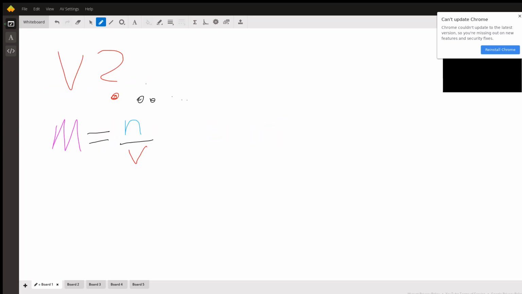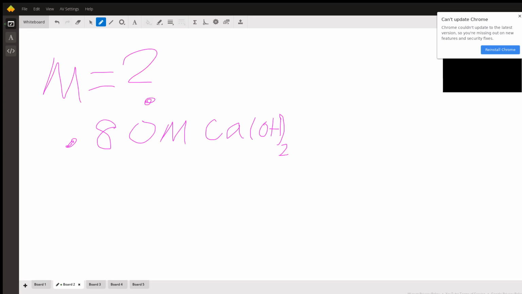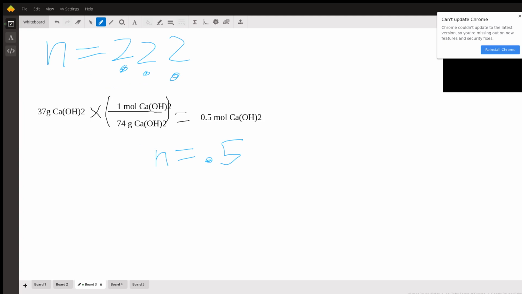With any algebraic equation, we have to find the two variables to solve for the other one. So we need to find the moles, the blue N, and the purple M. So what is molarity? They gave it to us in the problem: 0.8 molarity calcium hydroxide. All right, that was easy. The hardest part really is, what is the moles? What exactly is the moles in the problem?